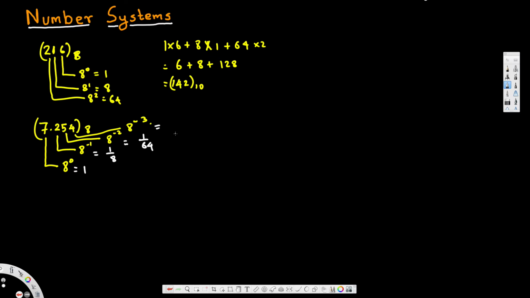8 to the power of 3 equals 512. So this one becomes 1 over 512.